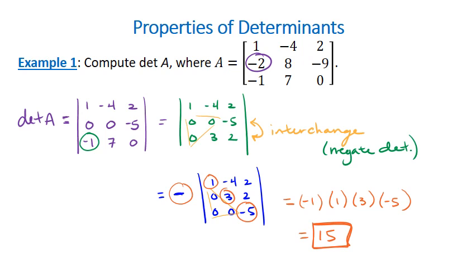Not so bad, right? So in this example, we had some row replacement. Remember, with row replacement, you do not need to do anything with the determinant. But if you interchange the rows, or if you multiply the rows by something, then you do need to take that into account when calculating the determinant. So let's look at another example.